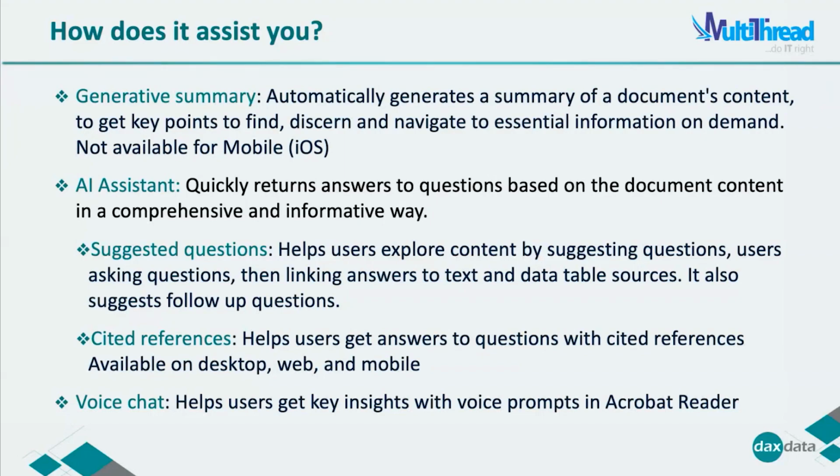So let's just think you've got this particular webinar and you've got the transcript. You open the transcript up in Acrobat and you can go and ask for what were the top 5 elements or what action items, or whatever it is that you want to do. So it takes the key points and it will summarize it. This generative summary is not available in the mobile app, but the AI assistant specifically is.